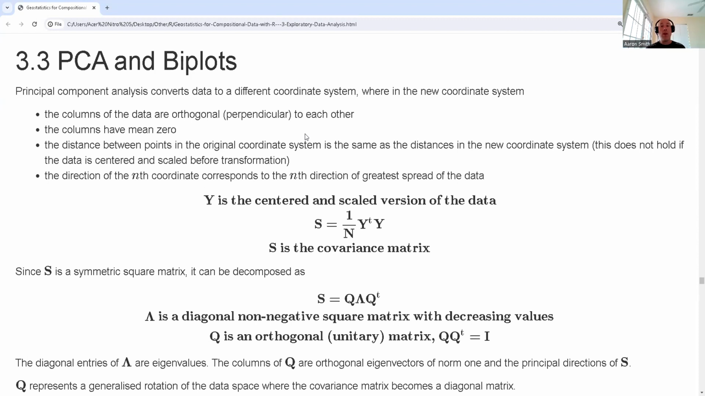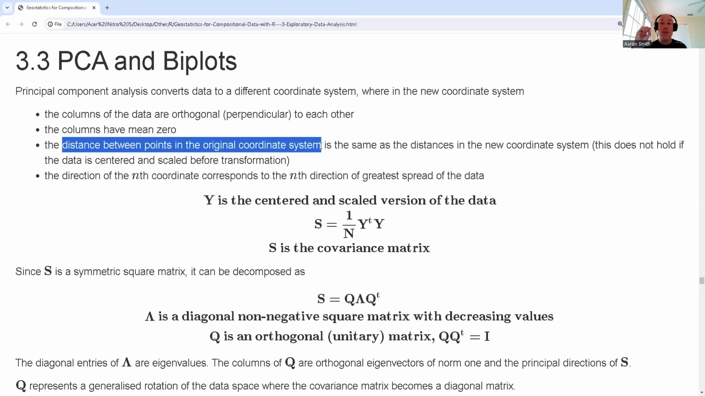And so what we can do, we can take principal component analysis. Here, the columns of our data are orthogonal or perpendicular to each other. The distance between points in the original coordinate system is the same as the distances between the points after I set up my new coordinate system. And so this is a translation, rotation, and reflection of my data potentially. Typically, rotation is the main one. Now, if I center and scale my data before I run principal component analysis, the distances will be the same as the rescaled version, not the original data. So we have to be mindful about that.